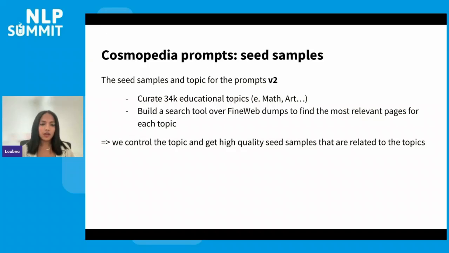What this tool basically does is that it takes the topics as queries, and then it searches the 2 dumps from FineWeb and tries to find the most relevant pages that are related to these topics. This way, we make sure that we only retrieve the highest quality seed samples that are really related to the topics we have. So this approach proved to work better than clustering, and that's how we built the seed samples for Cosmopedia v2.